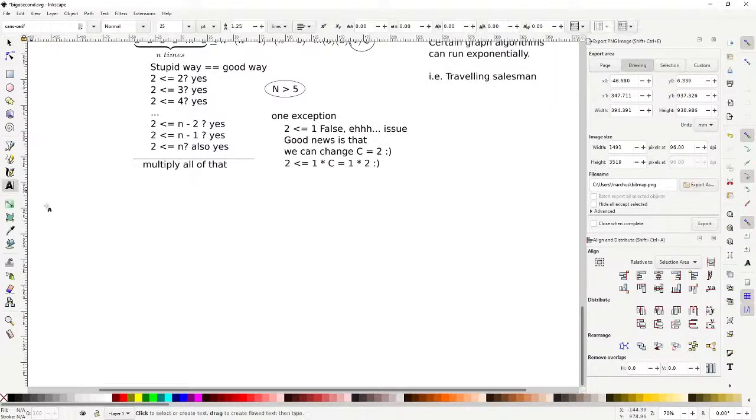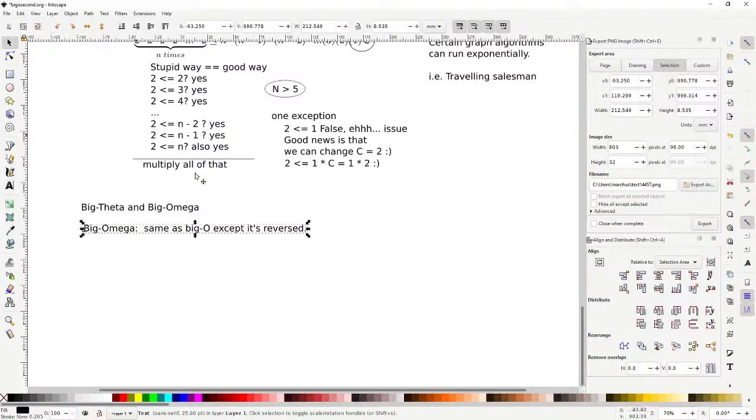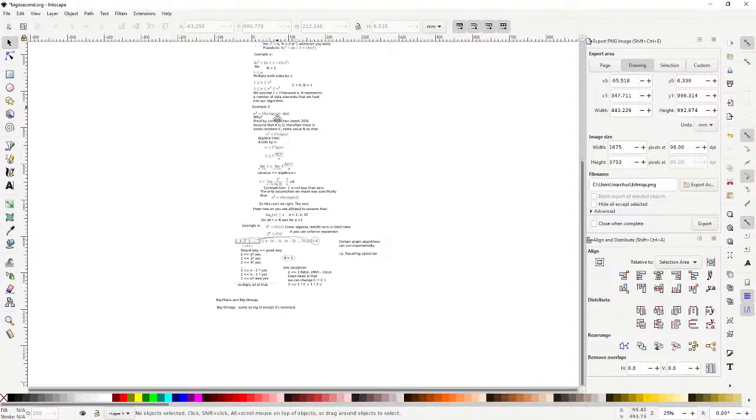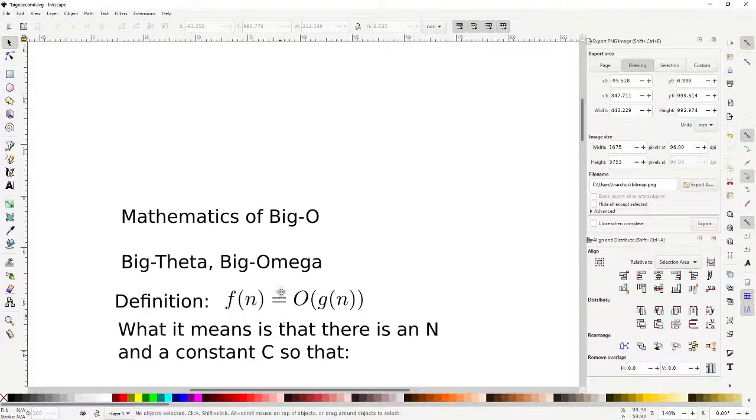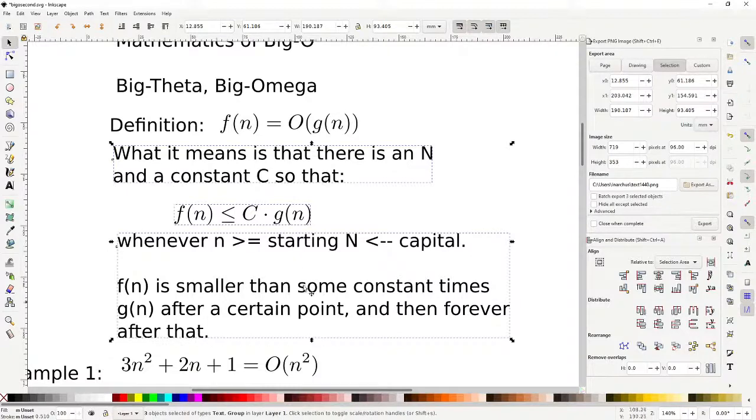So the last thing I want to talk about is big theta and big omega. So let's talk about big omega first. So big omega is basically the same as big O, except it's reversed. And what do I mean by that? I mean literally that, let's look up the definition. So let's just copy paste the definition.